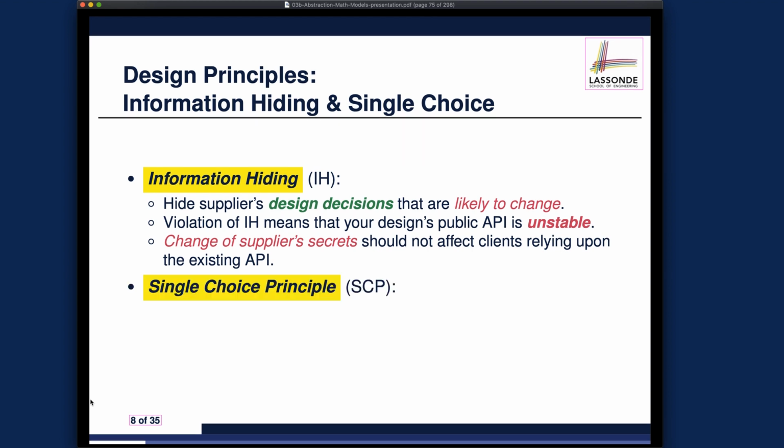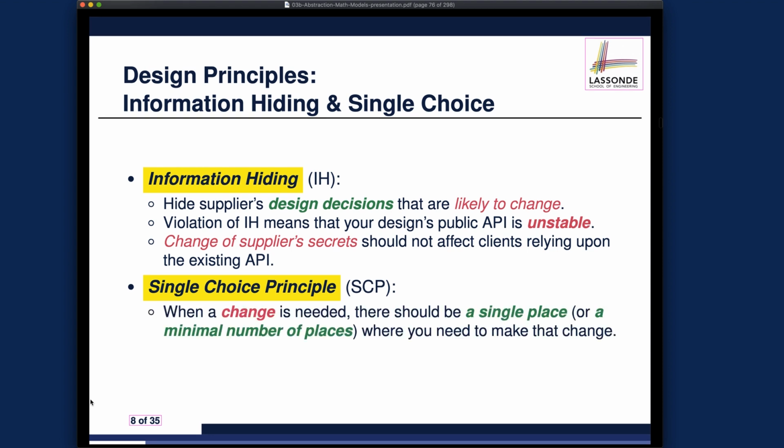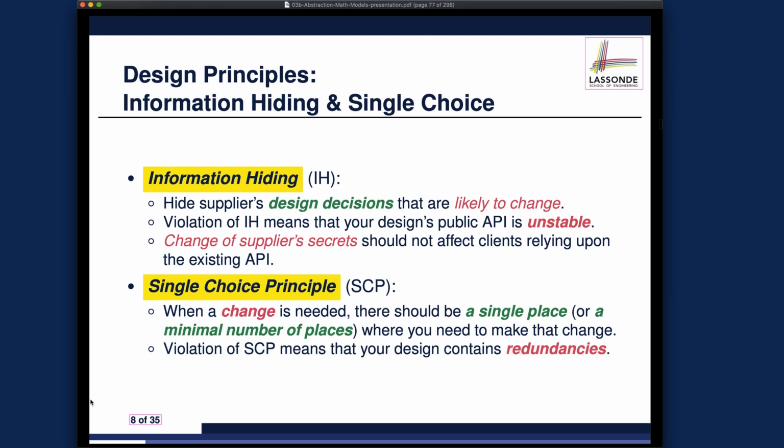And another design principle is called the single choice principle. It basically says there are no duplicates, because if there are duplicates, every time you want to do updates, you have to update multiple places because you got multiple duplicates. So when a change is needed, there should be a single place, meaning no duplicates, where you need to make that change. I'm going to illustrate that to you in the code too. We'll see many examples about the single choice principle in this course. So this is the first one. And violation of the single choice principle means that you contain redundancies or duplicates in your design.